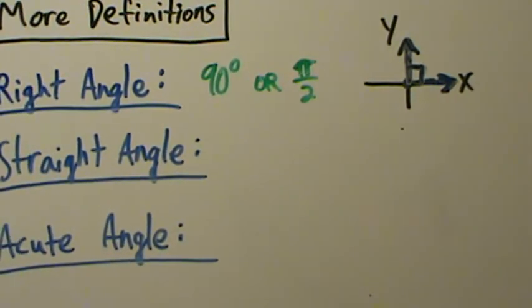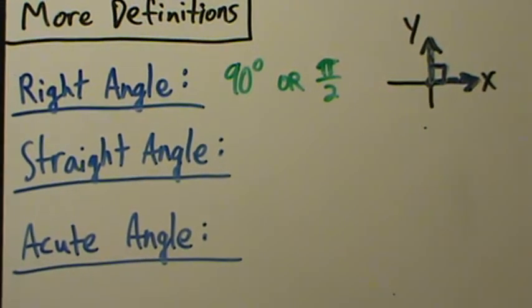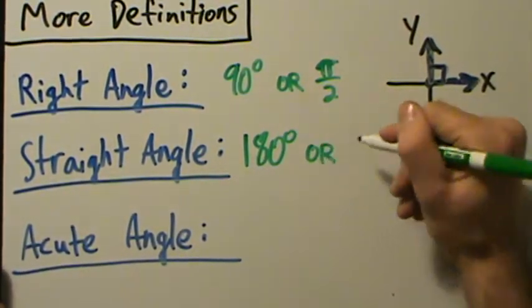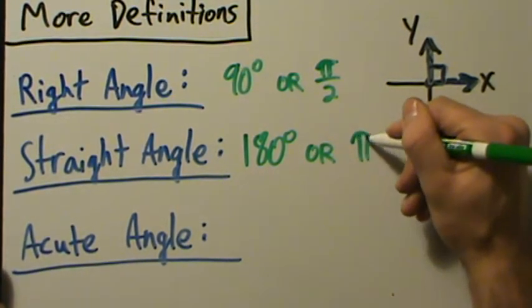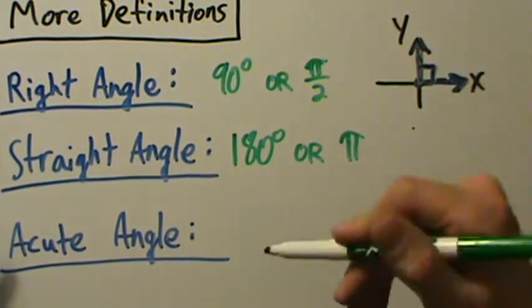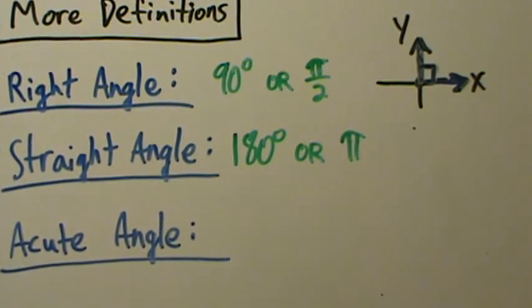Now a straight angle, you may already know this or you may have guessed, is 180 degrees or pi radians, right? So remember, that's pi radians. We saw both of these conversions in the last two videos. So 180 degrees is the same as pi radians. So let's draw what that looks like.